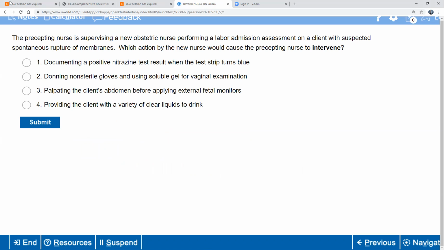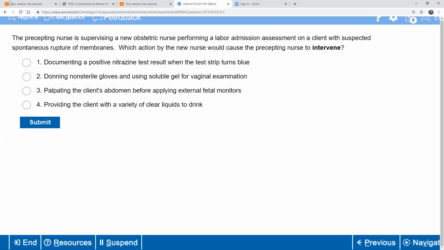So the membrane rupture. What's the highest risk? When the membrane ruptures, the patient's highest risk is infection. Non-sterile glove and using soluble gel for vaginal exam. I'll say 2. Infection, right?